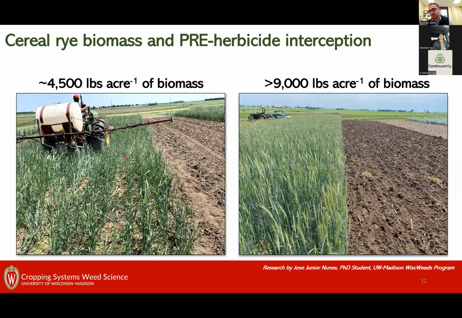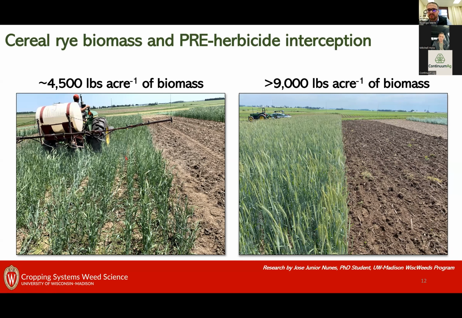Now you've got a scenario on the right where we have 10,000 pounds here. Nothing is going to go through that cereal rye, there's excessive biomass in there. No residual herbicide is going to go through. So if you're in a scenario like this one right here, I don't know if you can see the cursor there, Mitchell. In a scenario like this, it doesn't make sense spraying because nothing is going to go to the soil.